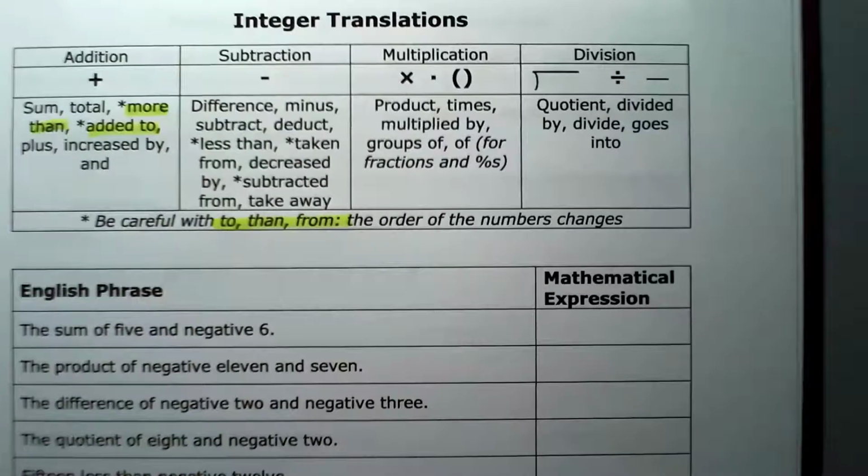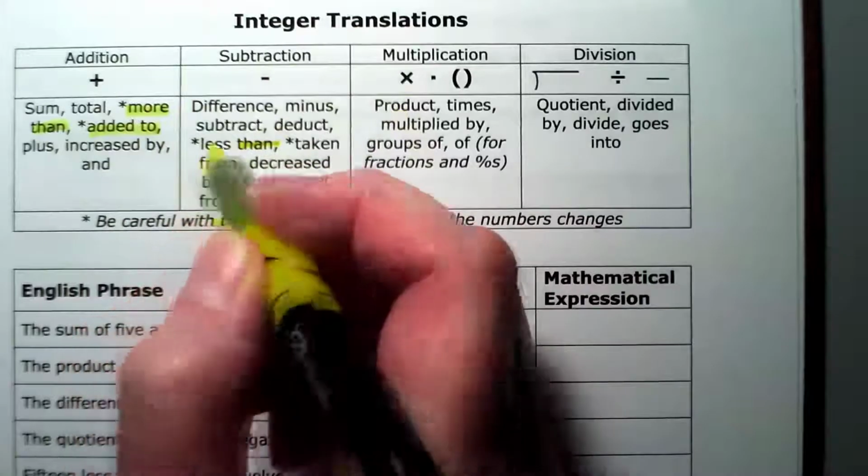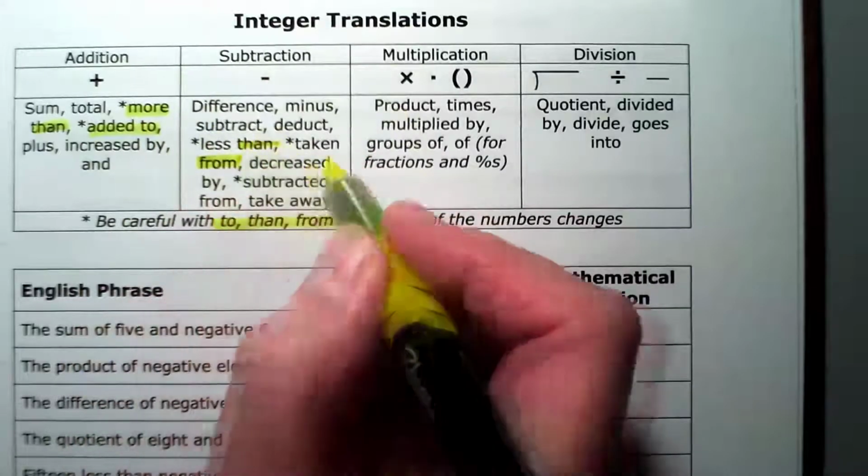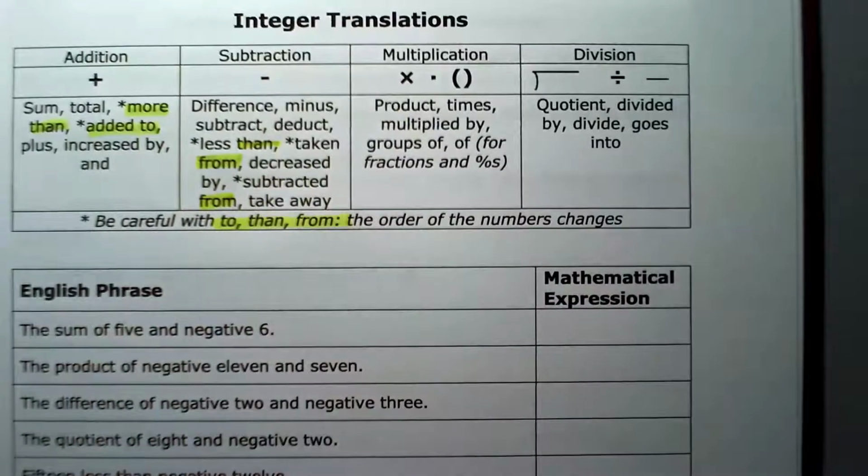Same when we get into subtraction. We have difference, minus, subtract, deduct, less than, taken from. So we're watching out for the than, the from, decreased by, subtracted from. There's from again. Sometimes somebody will say take away. That means subtract.